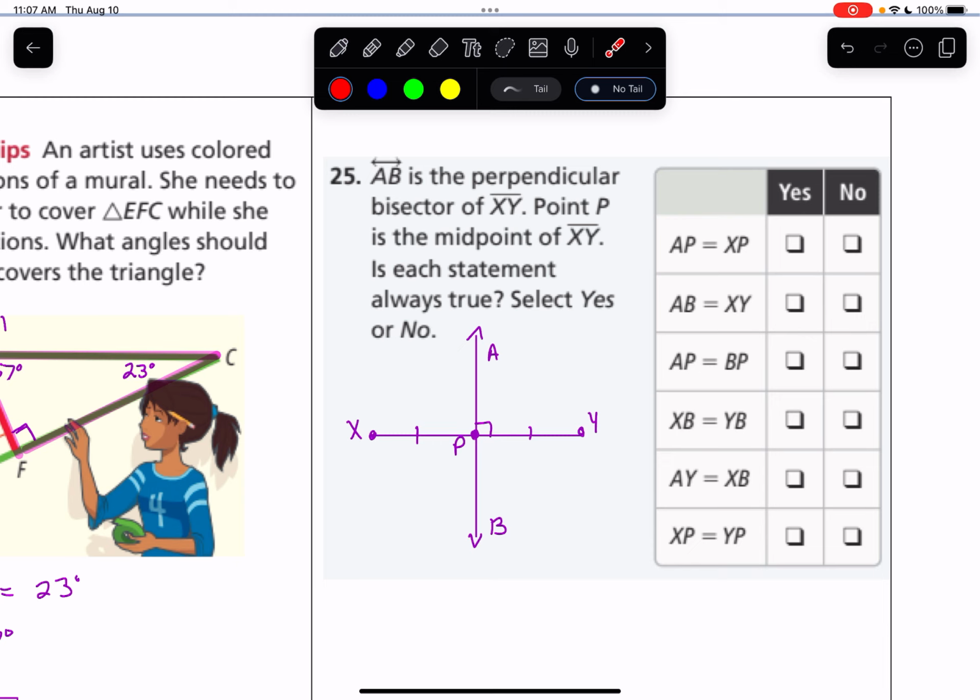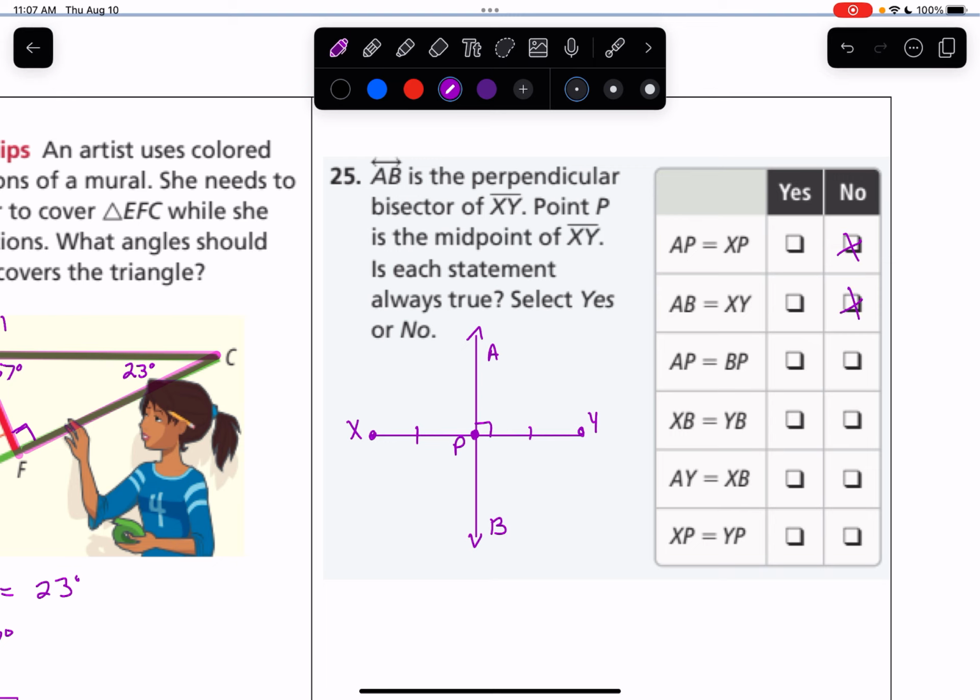Well, there's nothing to suggest that that could ever really be true. AP can be really long, XP can be really, really short. They're not related. AB equals XY. Well, AB is a line that can be any length. XY is a line segment. We can't compare how long those two segments or lines are, so we can't say that that's true.